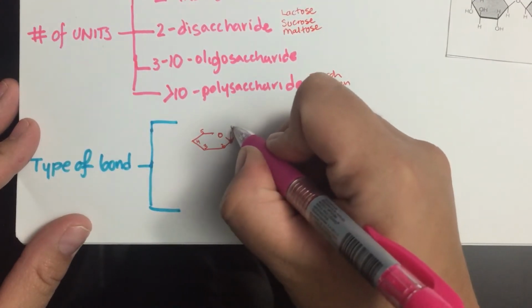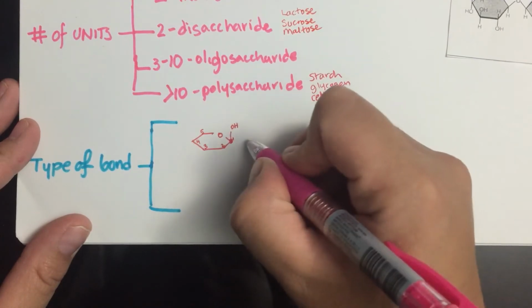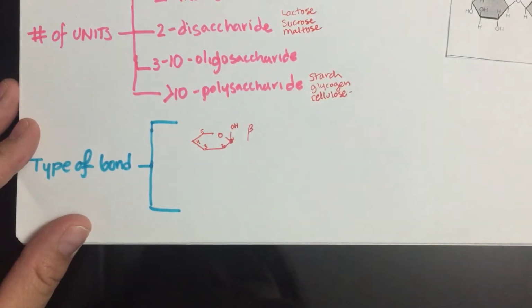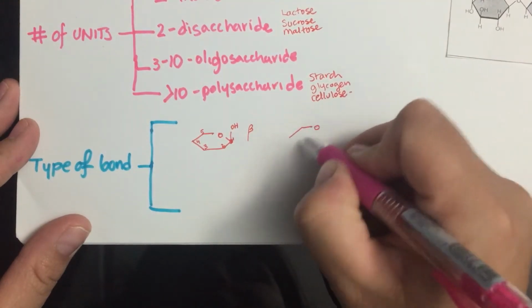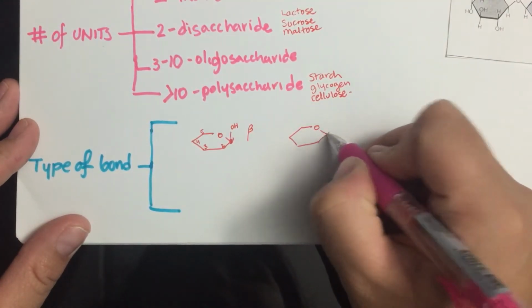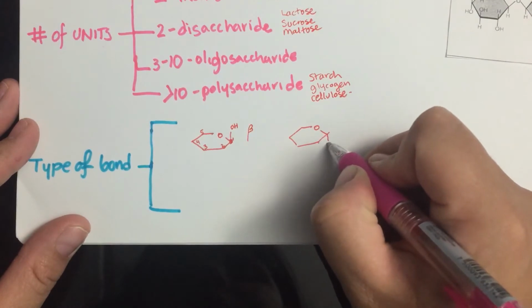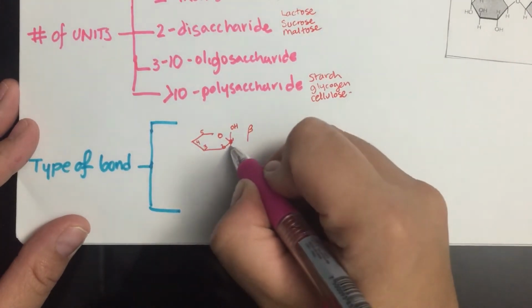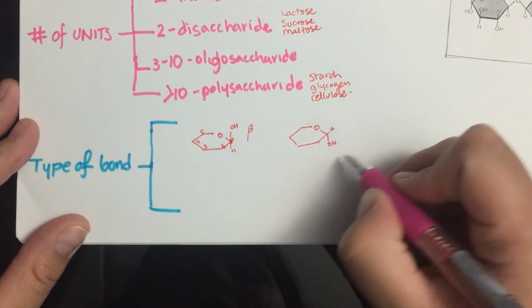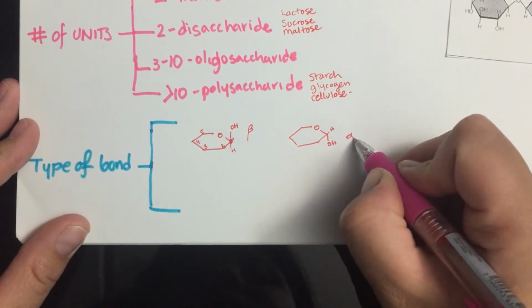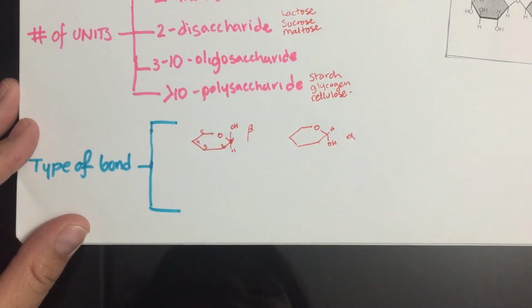If your hydroxy group is going upwards, it's going to be a beta monosaccharide. If on the other hand that hydroxy group is going downwards, with the other one being a hydrogen, then it's going to be alpha.